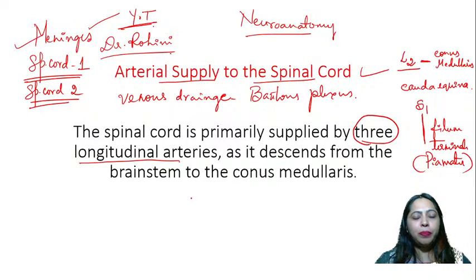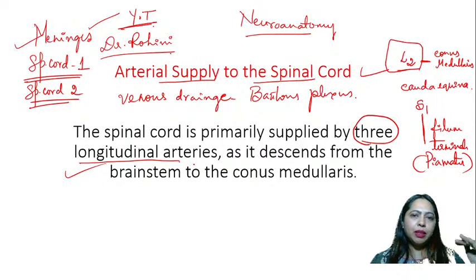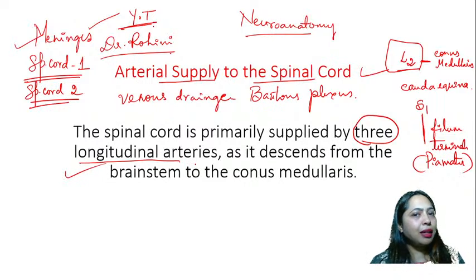As it descends from the brain stem to the conus medullaris, its entire length will be covered by these longitudinal arteries. But you must remember the arterial supply in the cervical region is better with the spinal arteries, but as it comes down, the blood supply is not sufficient. So it needs some extra vessels that can supply the spinal cord. And there are other vessels as well, which help in the supply of the spinal cord.